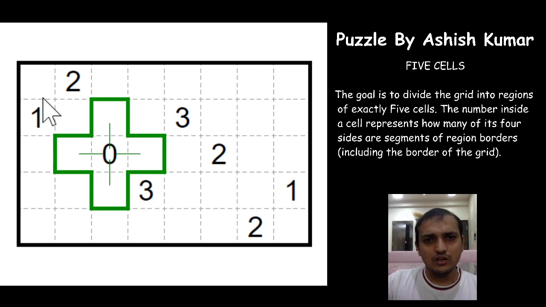So one more thing, as I said, the number indicates the number of its 4 sides which are part of the region borders. The region borders even include the grid border. So if you have a grid border, for example this one is a part of the grid border, it is counted as a segment, right?